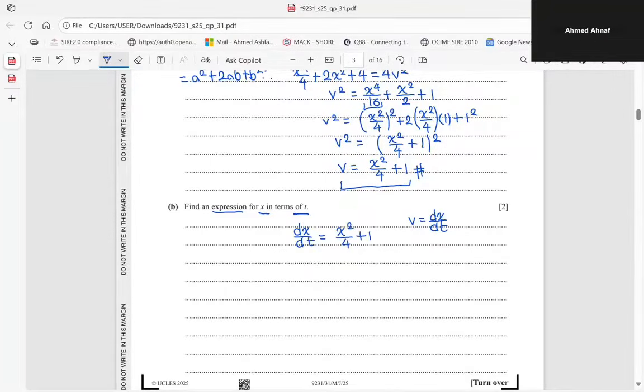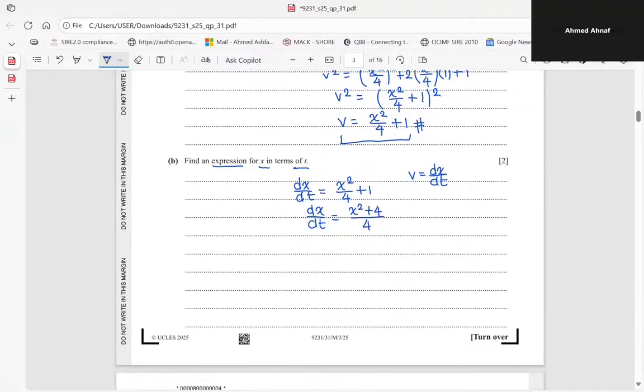Okay, so now to make separation of variables easier, let's make this into a fraction. So this is (x squared plus 4) over 4. Okay, so let's divide both sides by x squared plus 4. This would be 1 over x squared plus 4 dx, and then multiply both sides by dt, you get 1 over 4 dt. So now let's integrate both sides with respect to that.